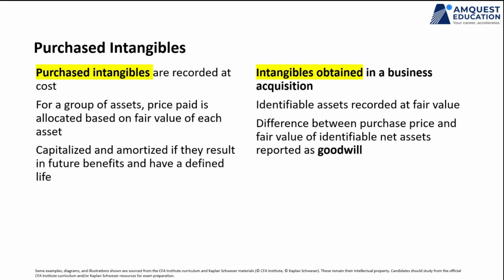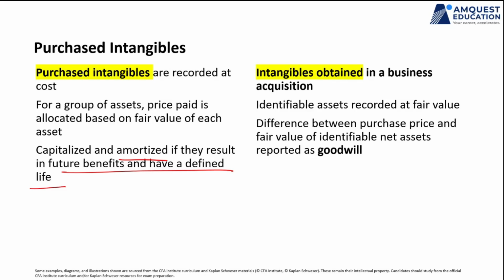And in purchase price allocation, we typically allocate the value of all the assets one by one. We calculate the fair value of each asset, and that value is then recorded on the balance sheet. All these values which are recorded on the balance sheet are eventually amortized if they result in future benefits and have a defined life. Because these are intangible assets, they are expected to provide benefits in the future. And if there are benefits in the future, we believe these assets should be capitalized, then amortized over the life of the asset.